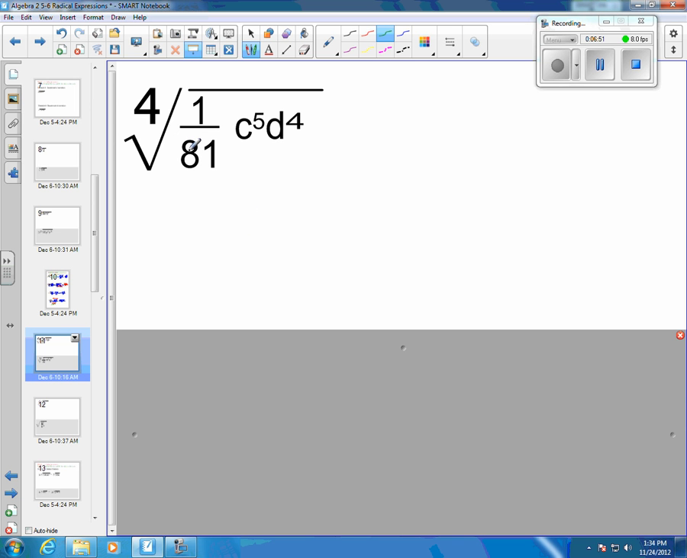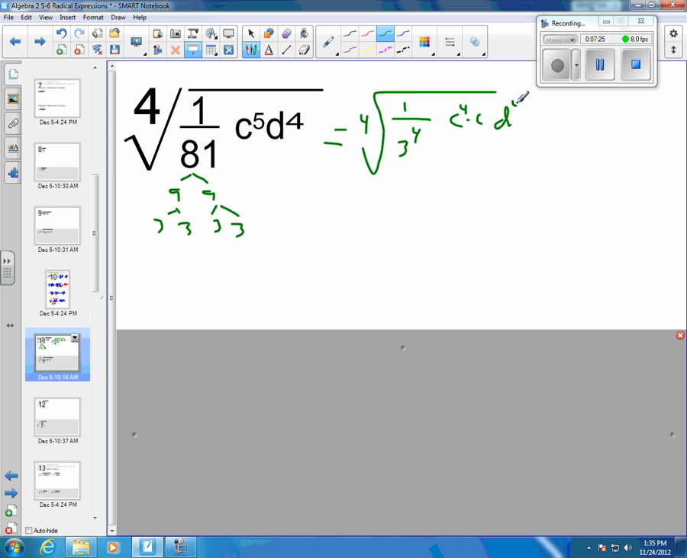So 81, and you'll start to remember these, 81 is 3 to the 4th power. If you can't get right there right now, know that this is 9 times 9, and 9 is actually 3 times 3. You will have these memorized because you will use these enough. So this is going to be a 3 to the 4th on the bottom. So this is the 4th root, so we're looking for groups of 4, of 1 over 3 to the 4th. And then this is going to be c to the 4th times c and d to the 4th.